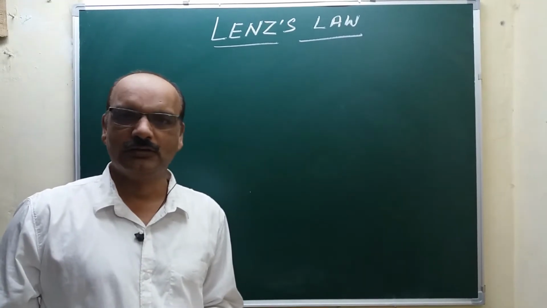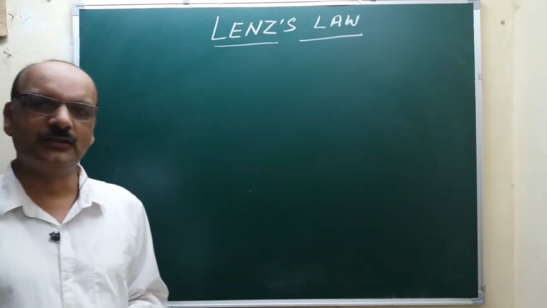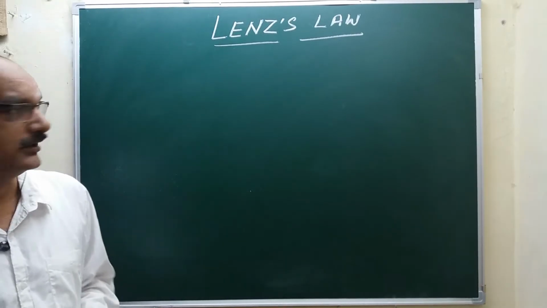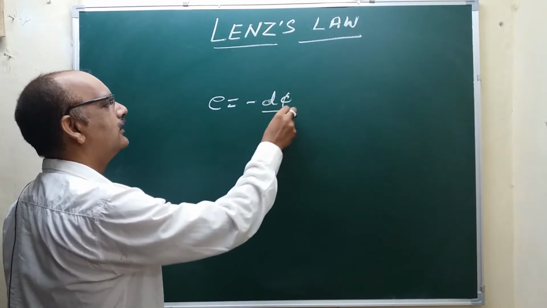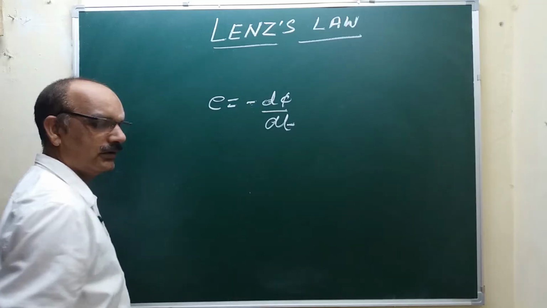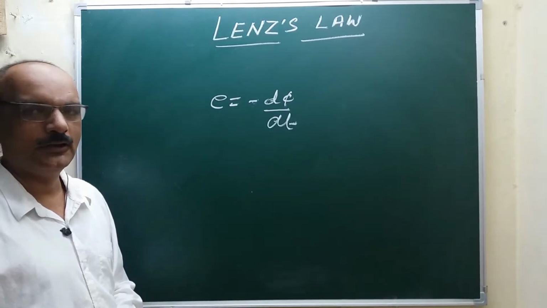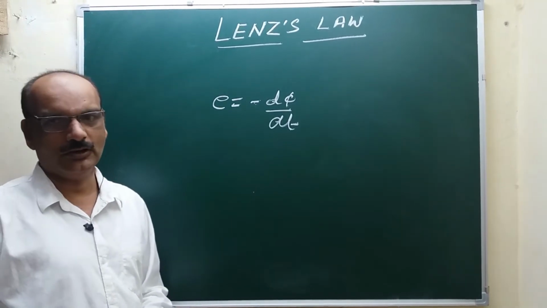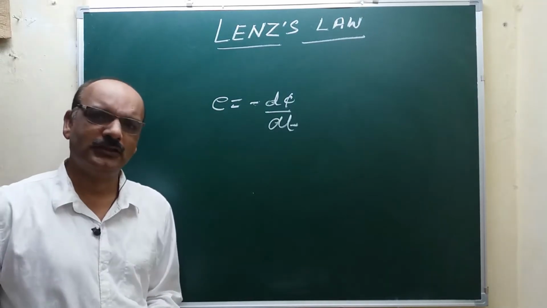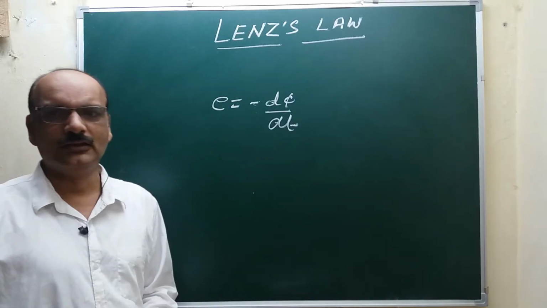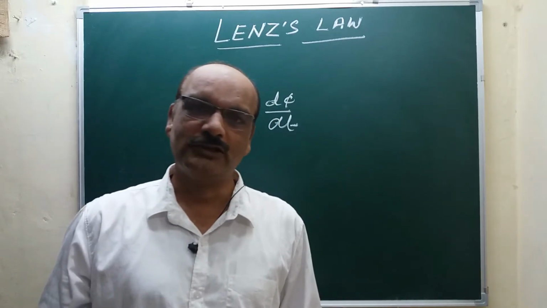According to Lenz's law, the polarity of induced EMF is such that it opposes the cause which has produced it. That is, E equal to minus d phi by dt. This negative sign simply tells that the polarity of induced EMF will oppose the rate of change of magnetic flux. In other words, it is also stated that the direction of induced current is such that it opposes the cause which has produced it.